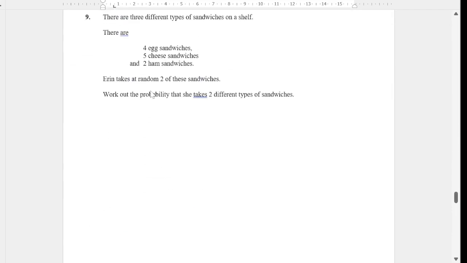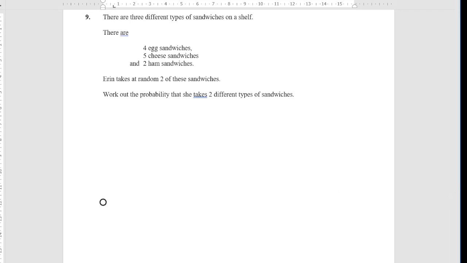Okay, question 8. There are 3 different types of sandwiches on a shelf. There are 4 egg, 5 cheese, 2 ham. Erin takes at random 2 of the sandwiches. Work out the probability that she takes 2 different types of sandwich. So we could do a tree diagram for this. I'm going to do it slightly differently.